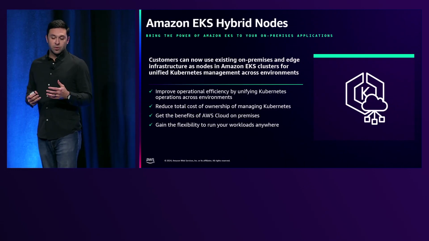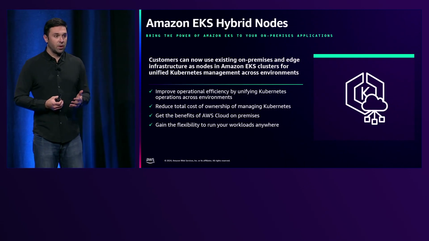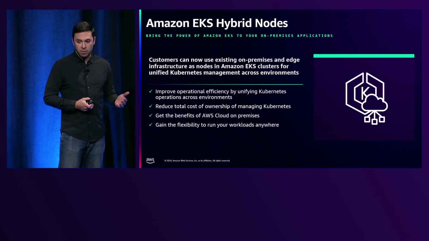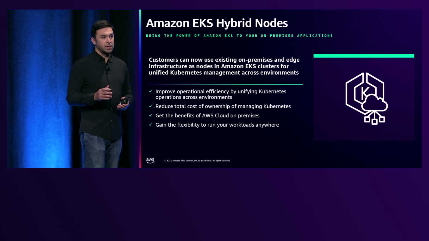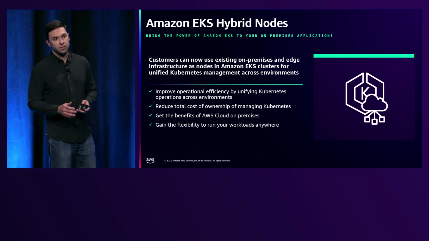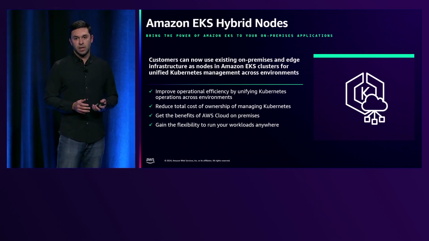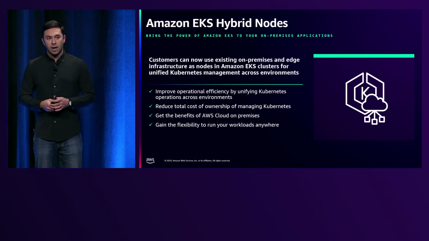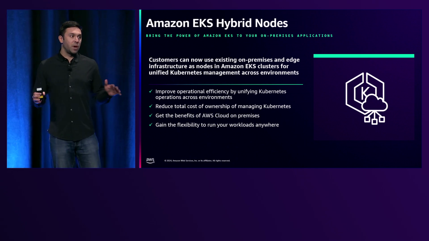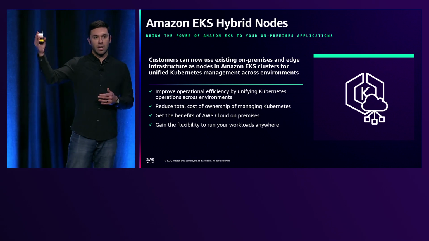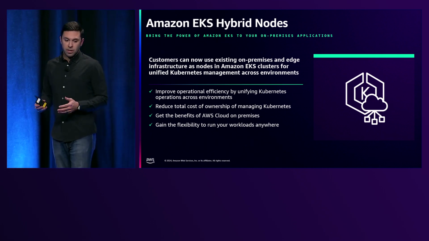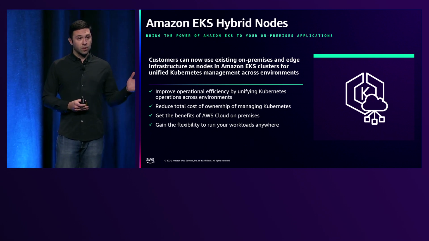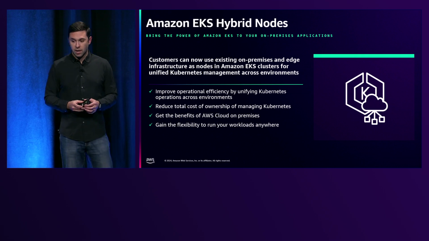And all of that is what led us to the feature that we launched yesterday called EKS Hybrid Nodes. With EKS Hybrid Nodes, you can use your existing on-premises and edge infrastructure as nodes in EKS clusters. And this enables you to unify how you manage Kubernetes across both your cloud and your on-premises environment. And hybrid nodes can be used with any physical or virtual machines that you manage.